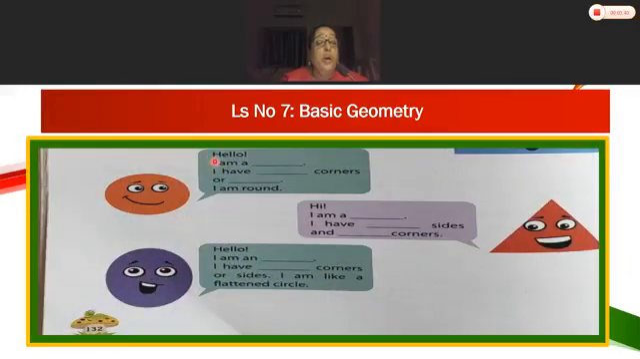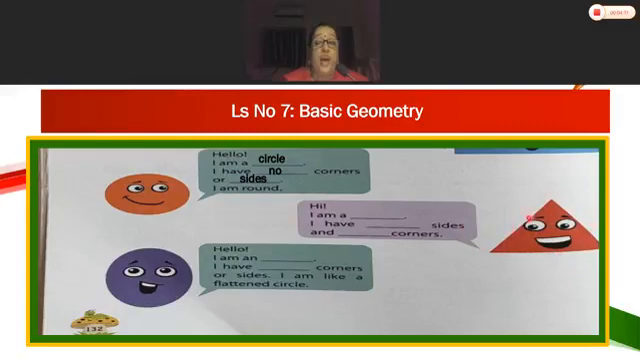Now here, hello, what can you see, children? Circle. I am a circle. Can you see corners here? No, I have no corners or sides. There are no sides also here. I am just round. Hello, I am a circle. I have no corners or sides. I am round.